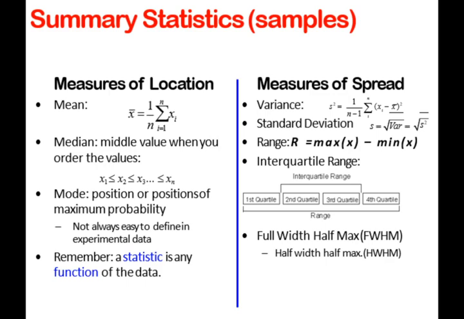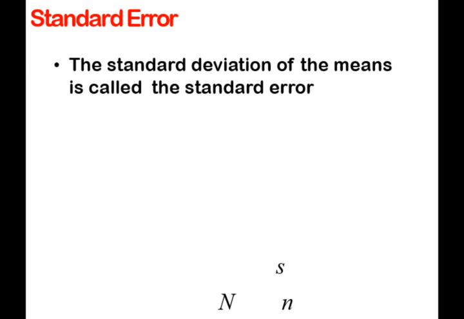There are other types of representation of that spread. One of them is the interquartile range, which is essentially the range between the 25th percentile of the data and the 75th percentile of the data. And we also have another measurement of spread, which is full width half max, which we are not going to discuss. So the next thing we want to talk about is the standard error.